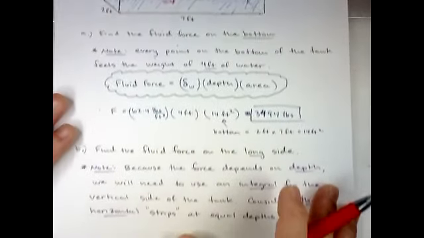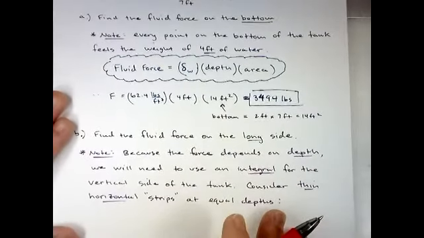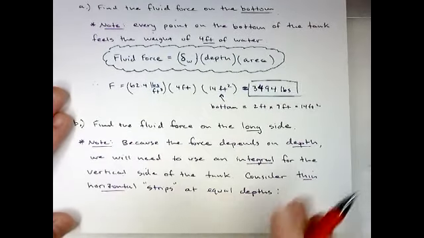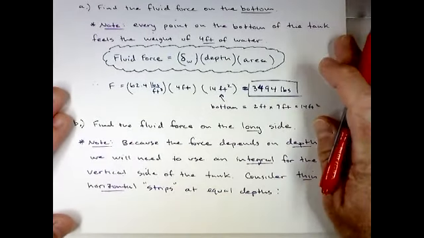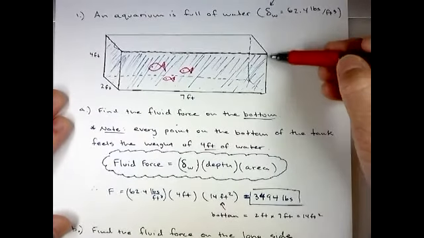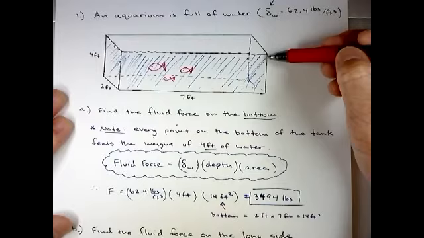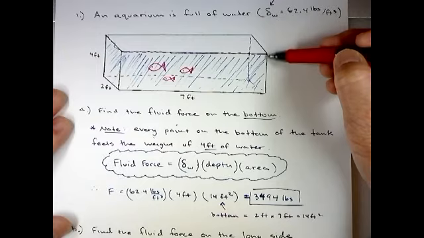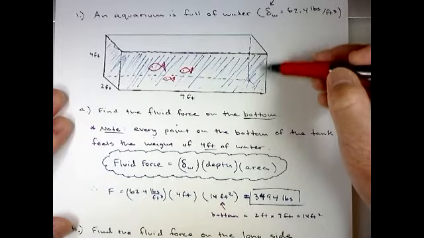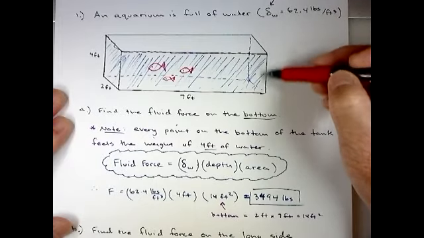Now let's talk about the fluid force on the long side of the tank. What's different here than on the bottom is the long side of the tank. Let me slide this back up for a second. We're talking about the front side here. Water acting on the side up here is not exerting much force because it's not very deep. But the deeper we go, a point on the wall right around here has much more force on it because it's a function of the depth.